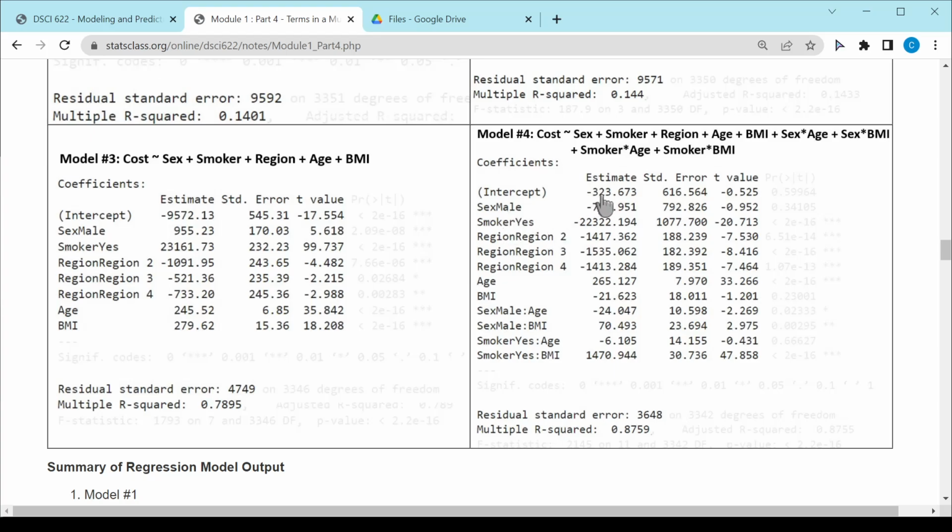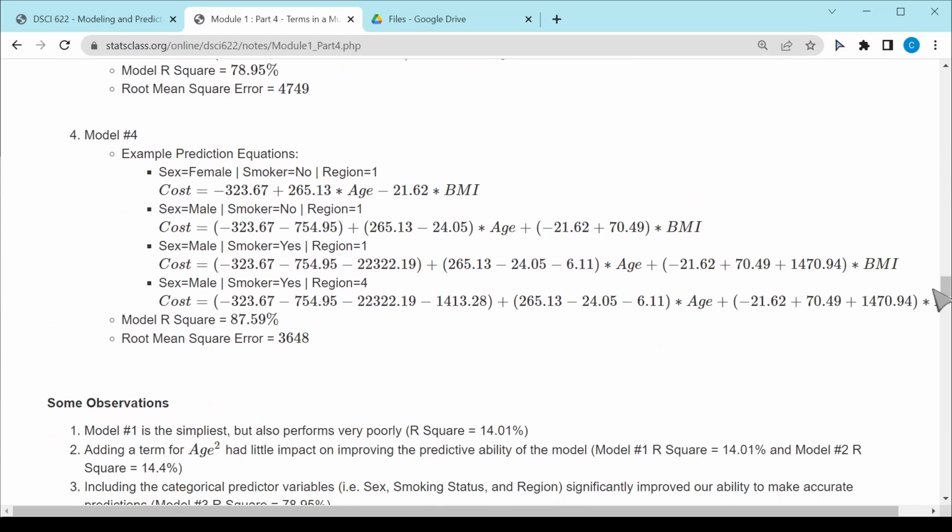I'm just going to have the 323. I'm going to have an effect for age, which is the 265, and I'm going to have an effect for BMI, which is negative 21. This coefficient here is for males. These coefficients down here are for smokers, so I don't need any of these. So out of all of these, when I'm talking about a female non-smoker from region 1, I just need those 3 terms.